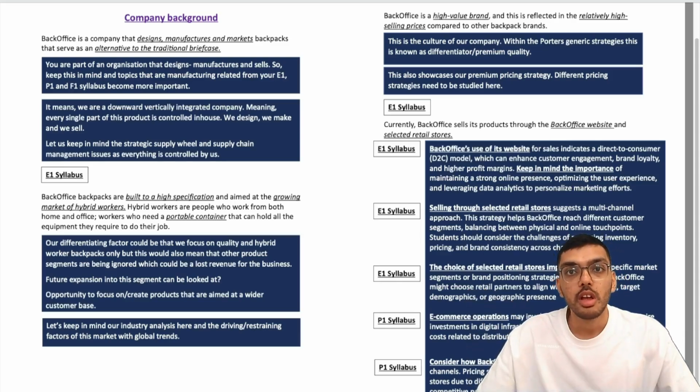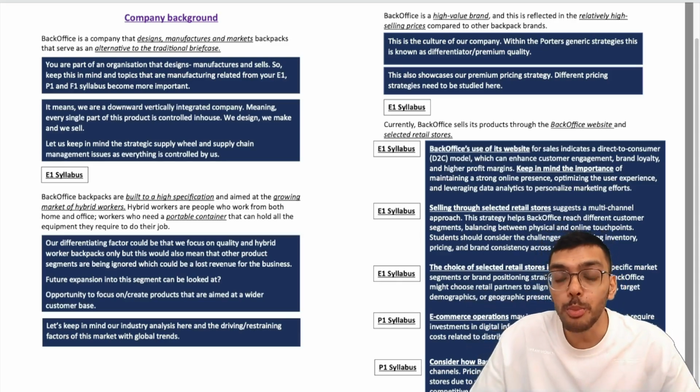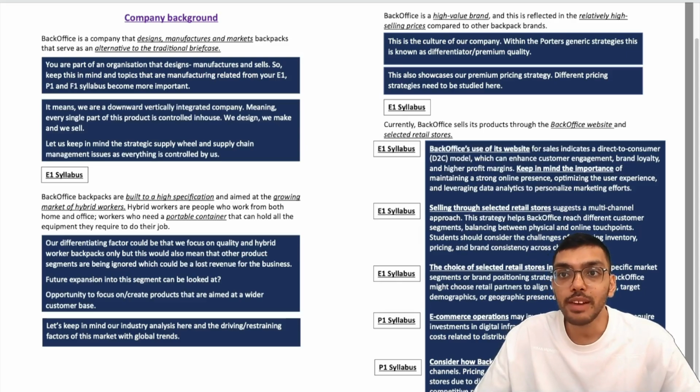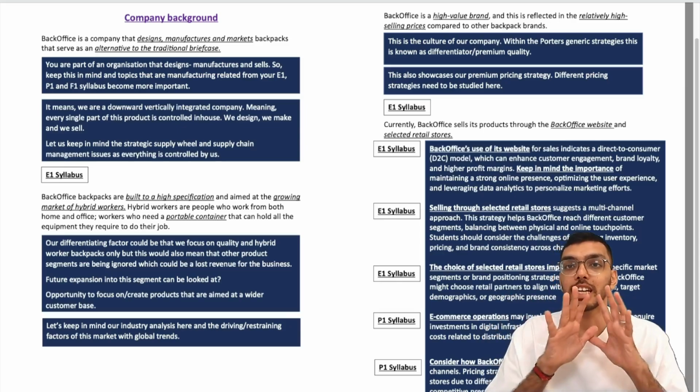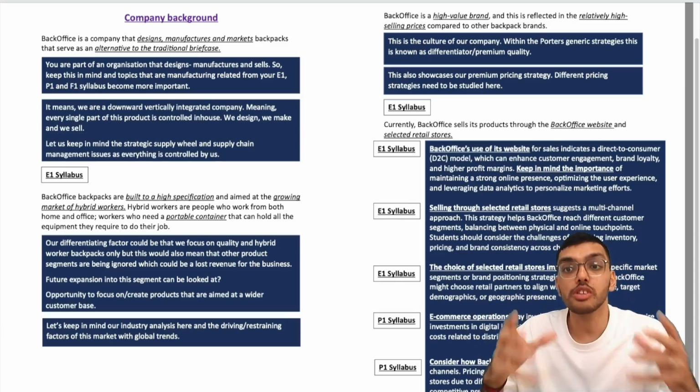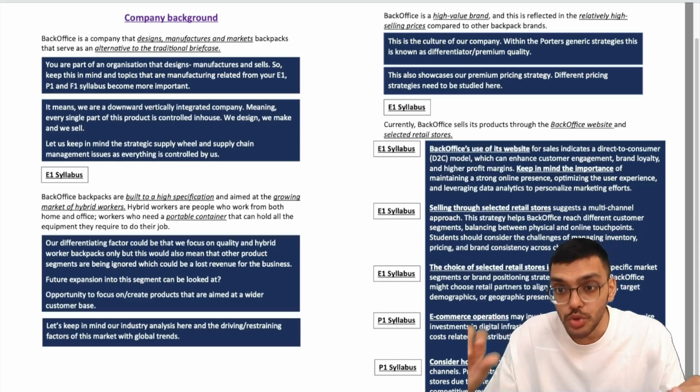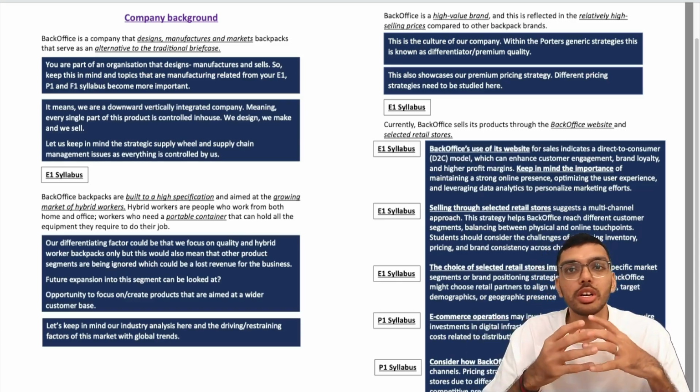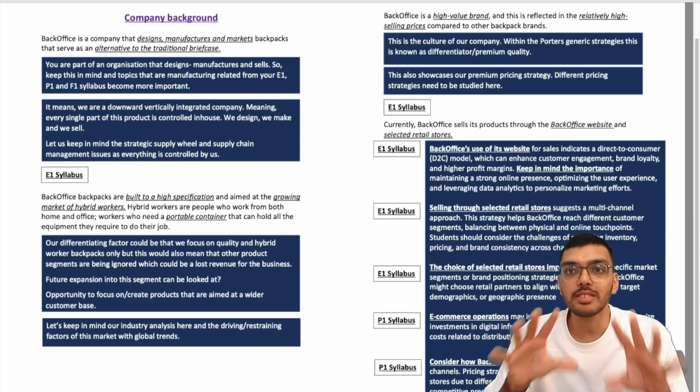Let's move on. BackOffice is a high value brand, and this is reflected in the relatively high selling prices compared to other backpack brands. Very clear. This is the culture of my company. I cannot change the culture. Always remember that strategies change, cultures pretty much remain the same.